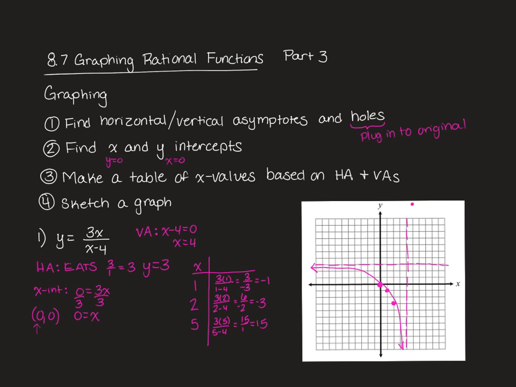Let's look at 7. So 3 times 7 over 7 minus 4. 3 times 7 is 21. 7 minus 4 is 3. So 21 divided by 3 is 7. So when x is 7, y is 7.